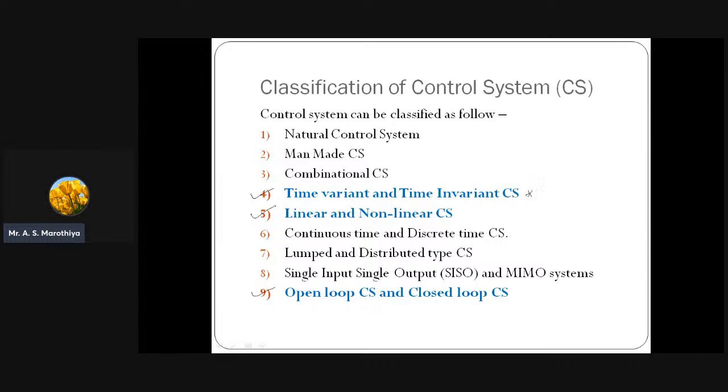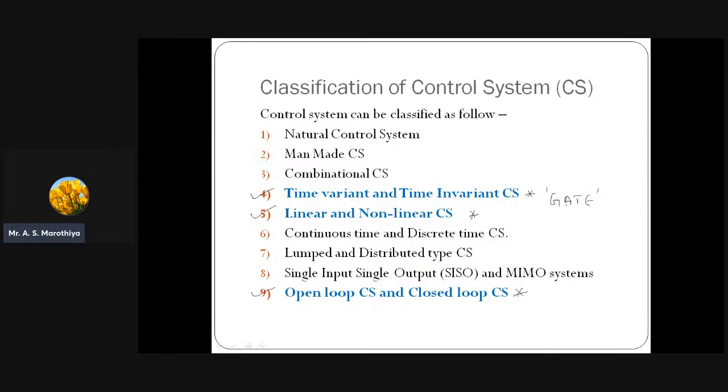These three types of classifications are very important as far as the GATE exam is concerned. If you refer to previous year GATE question papers, in most cases the systems given to us, maybe for identifying their stability, for finding their time responses, or for finding any kind of parameters, by default belong to these three categories: time variant and time invariant, linear and non-linear, and open loop and closed loop control systems. Because we are preparing for GATE, our objective is to understand these three domains to classify control systems in detail.